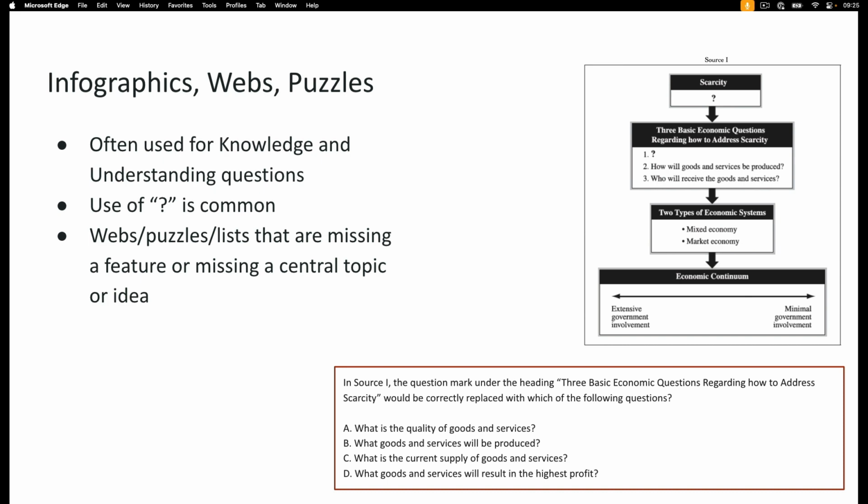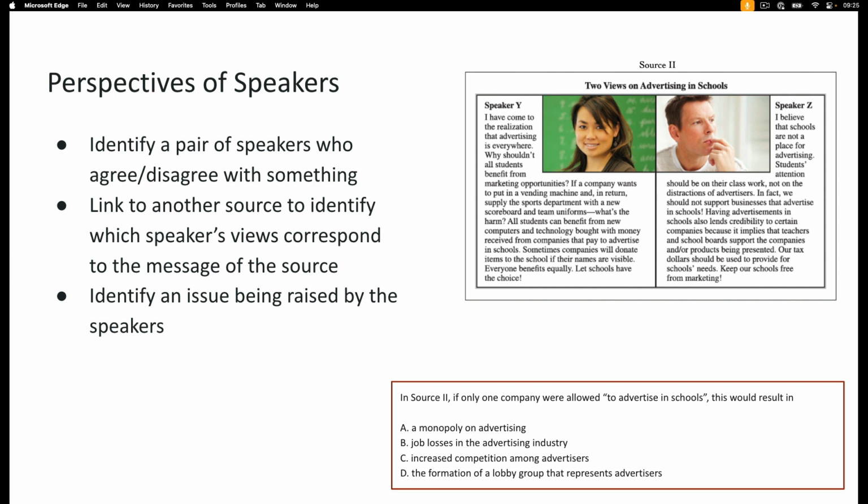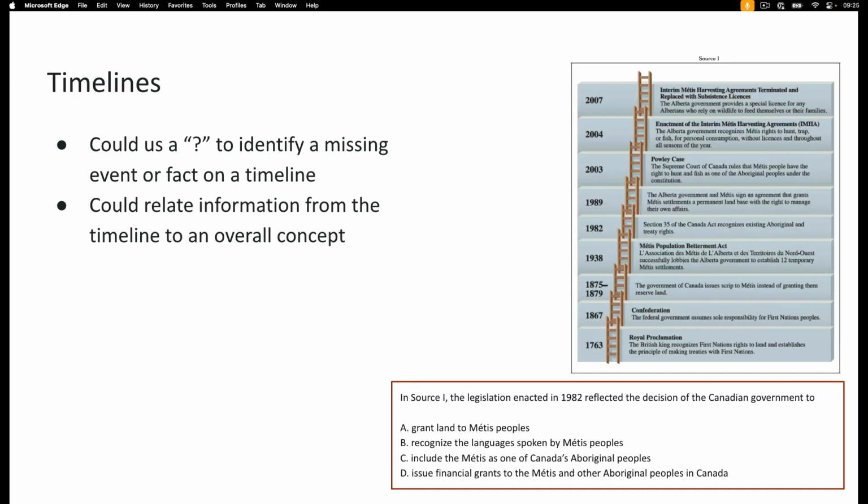Another popular type of question are the perspectives of different speakers. So you'll have a pair of speakers and they will maybe agree with each other or they'll disagree with each other. And it might be linked to another source as well. And your job, usually when it comes to these types of questions, is identifying the issue that's being raised by those speakers.